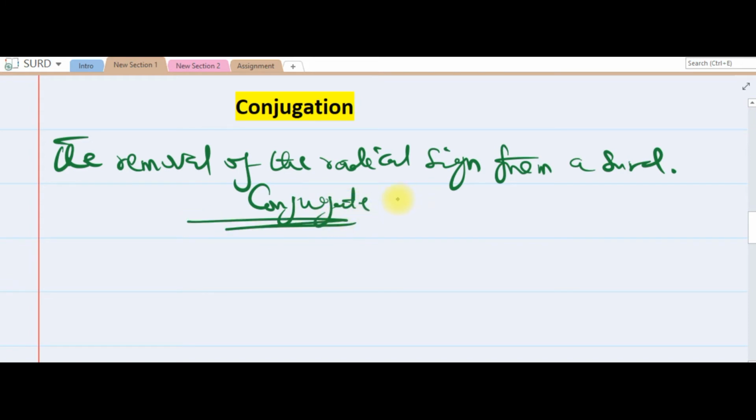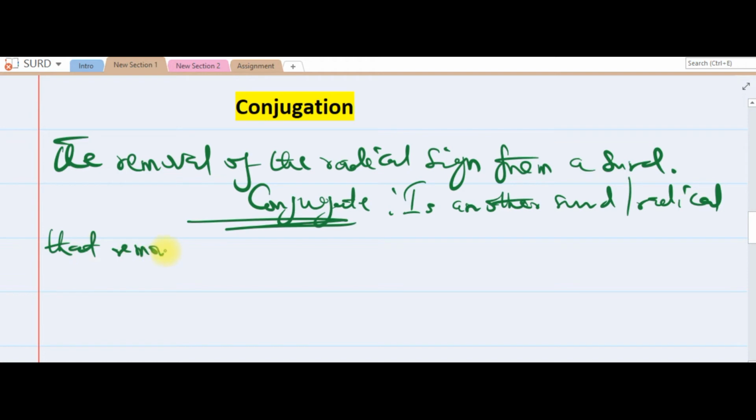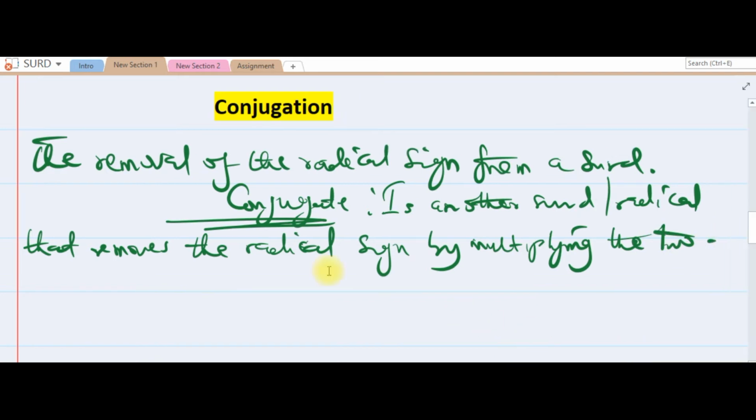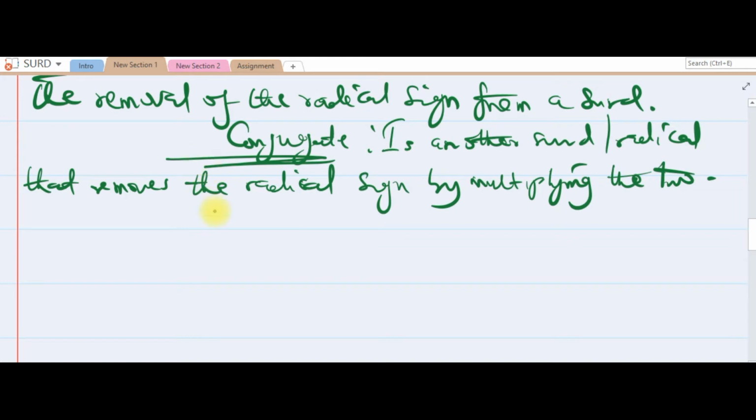The conjugate of a surd is another surd or radical that removes the radical sign by multiplying them together. Once you multiply a surd by another surd and the radical sign is gone, it implies that the surd you multiplied by is the conjugate, meaning they are conjugates of each other.